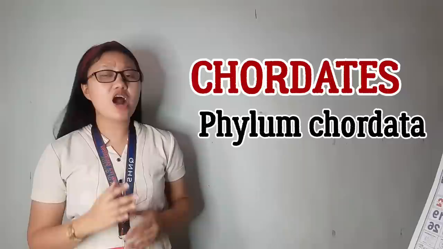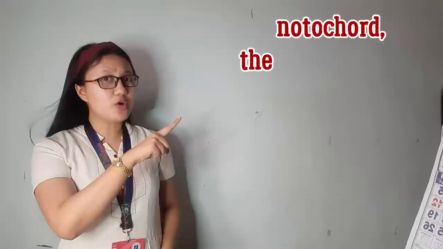The other one is what we call the chordates. Animals belonging to phylum Chordata have four characteristics that are present in any stages in their life cycle. These are the notochord, the dorsal hollow nerve cord, gill slits, and a post-anal tail.